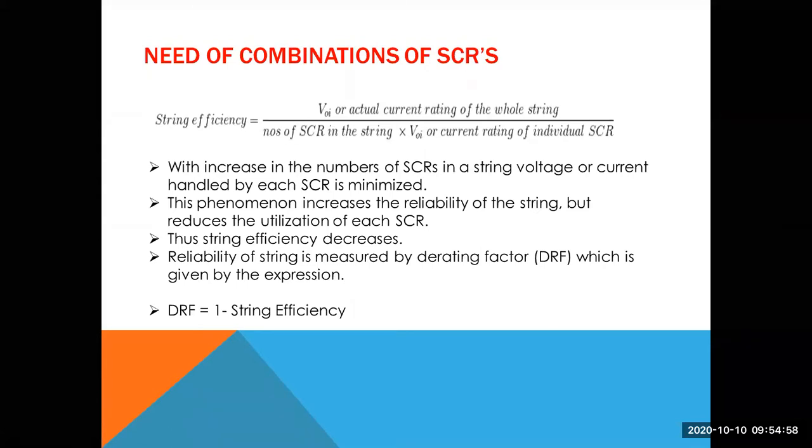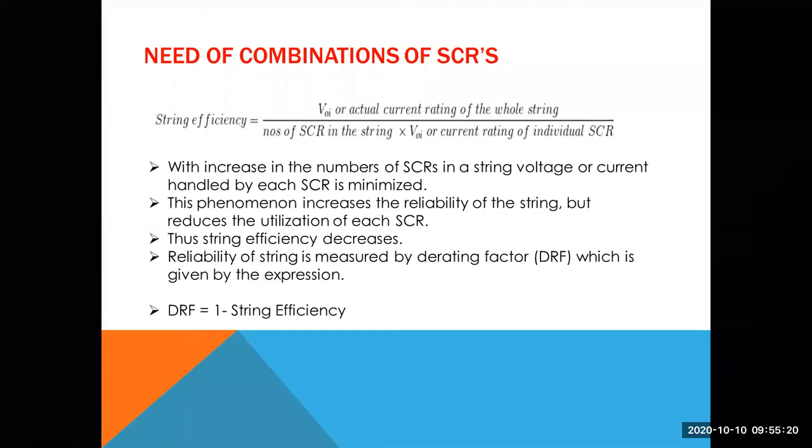String efficiency can never be 1. It is always less than 1. Remember that string efficiency is used to measure the utilization of each SCR rating. Utilization of SCRs is measured by using string efficiency.